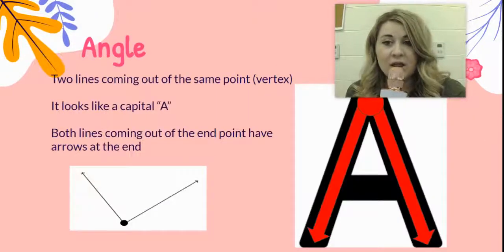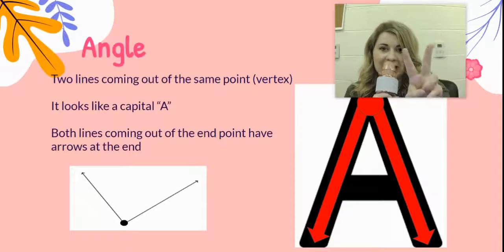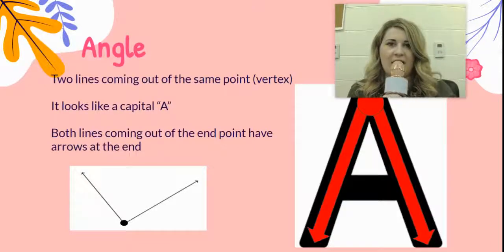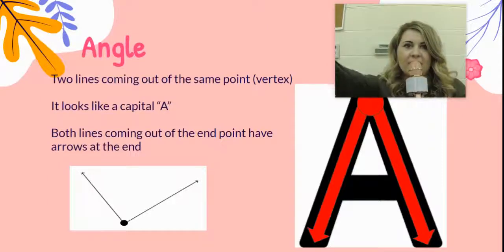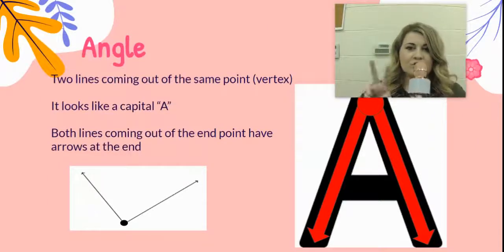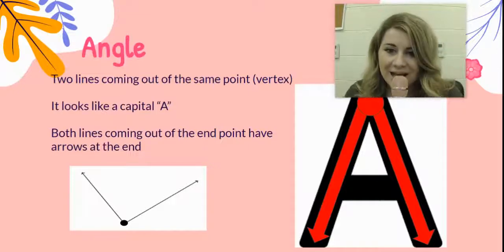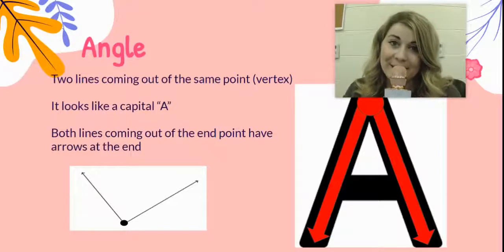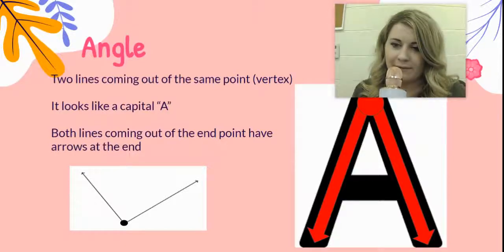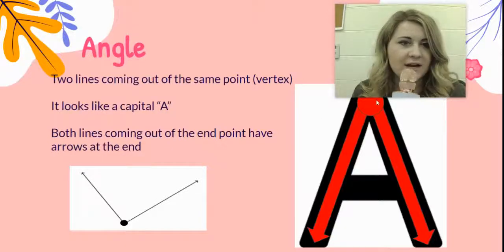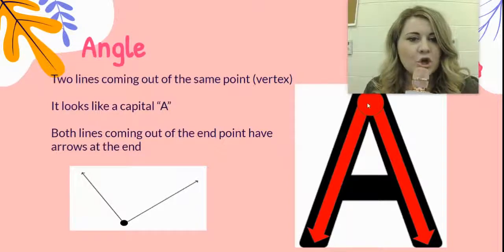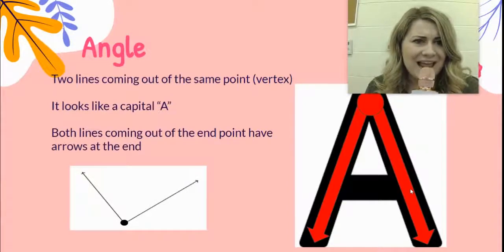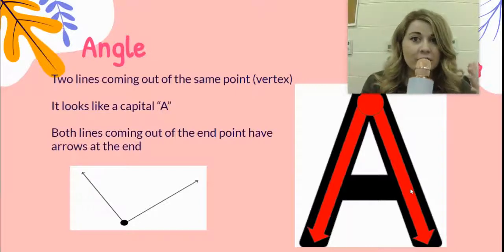Okay? Then we have the last one, which is our angle. So an angle is two lines coming out of a point. So we've got a point, a little dot, and then we've got two arrows coming out. So we've got two rays coming out of the angle. Now, the way to remember an angle is because it looks like an A. If you turn this angle around, upside down, right here, I've got my endpoint, and then we've got two lines coming down. It makes an A. It makes an angle.